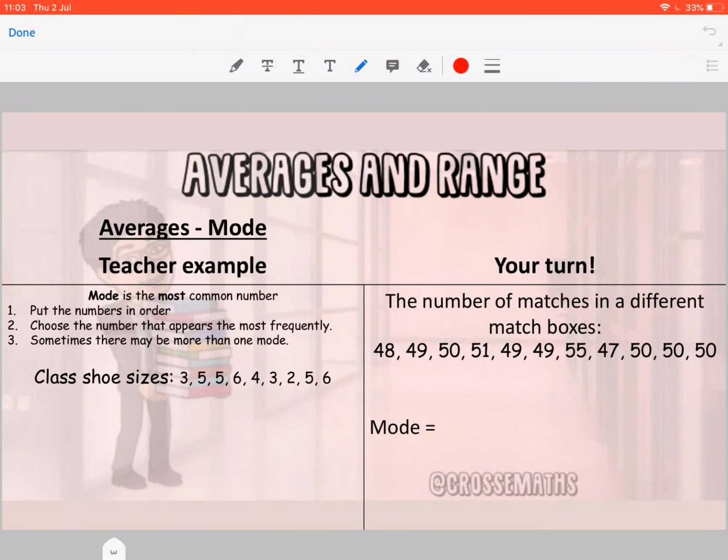Averages are a really, really easy topic. I'm going to go through one at a time. On the left hand side, mode is the most common number. So mode is most. It is an average.